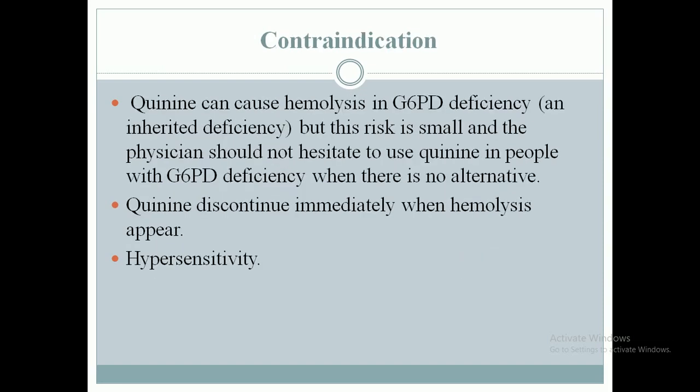Now come toward the contraindications in which quinine cannot be used. You know that quinine is an anti-malarial drug, but quinine can cause hemolysis, rupturing of red blood cells. Actually, quinine can cause hemolysis in G6PD deficiency, glucose-6-phosphate dehydrogenase deficiency, which is an inherited deficiency. But this risk is small, and the physician shouldn't hesitate to use quinine in people with G6PD deficiency when there is no alternative. Different literature reviews say that quinine causes hemolysis in G6PD deficiency.